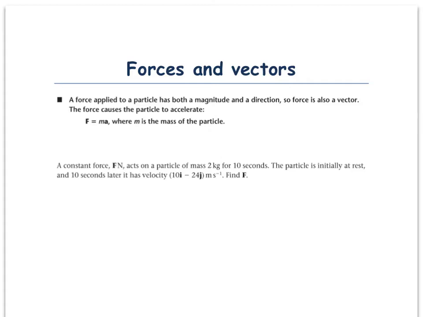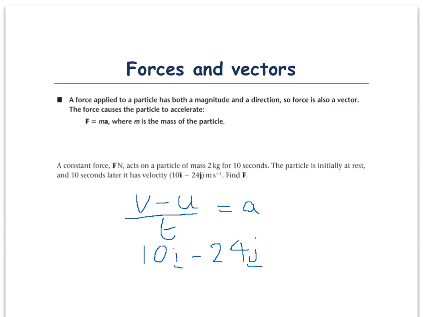Remember, the acceleration is the change in velocity divided by the time. We're told that the particle is initially at rest, so its initial velocity is 0, but we are told that its final velocity is 10i minus 24j, and this is for 10 seconds. So, firstly, we need to find the acceleration, using the equation change in velocity divided by time equals the acceleration. The final velocity is 10i minus 24j. The initial velocity is 0, so we don't need to put anything for that. But we've got to divide this all by 10, because it's for 10 seconds.